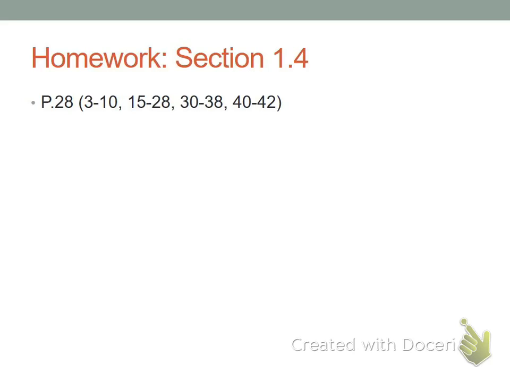All right, our homework on your sheet again. Make sure you're paying attention. We do skip around a little bit on these sections.